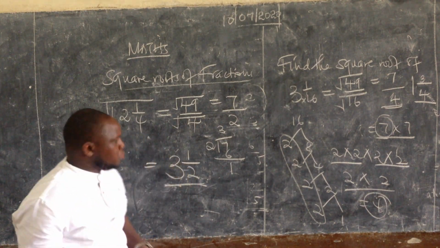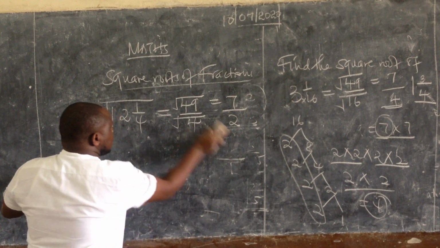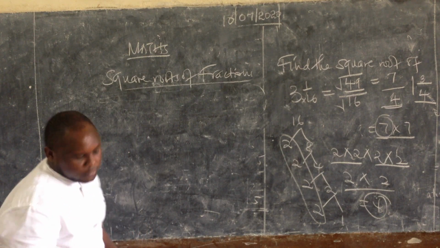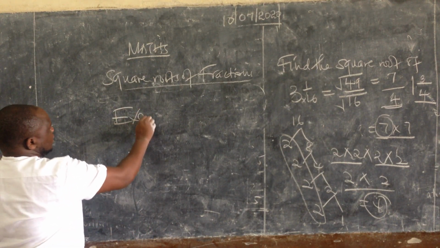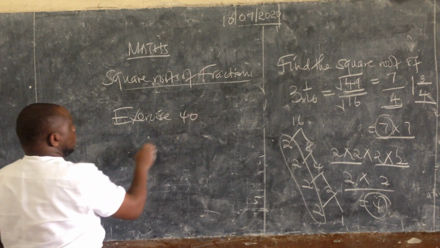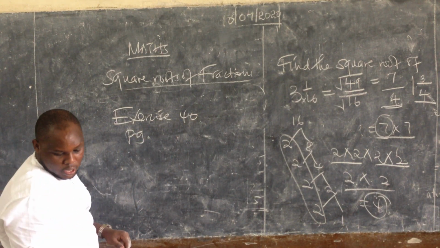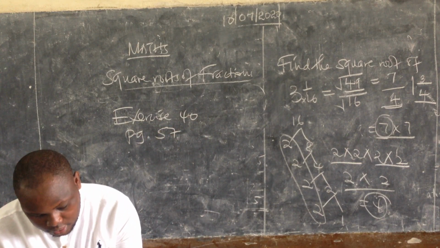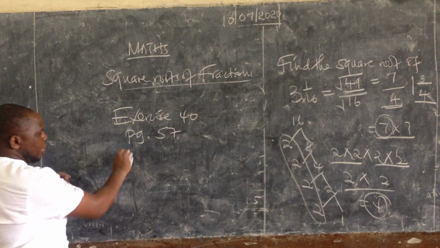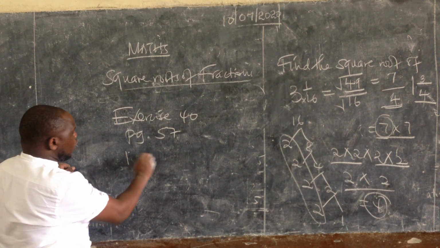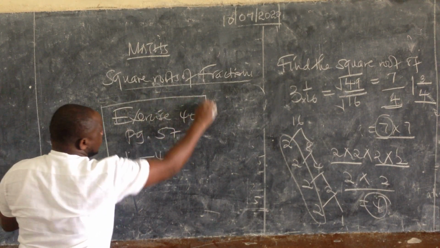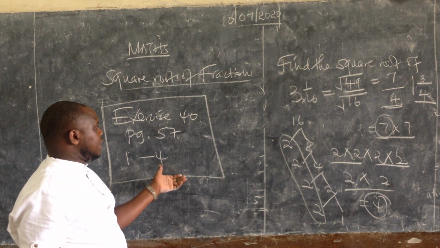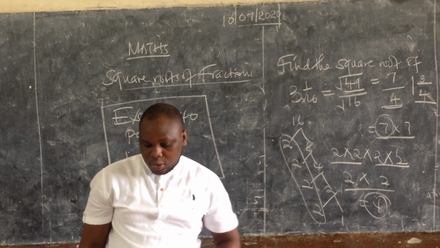So I don't want to continue doing a lot of questions here until you have some of them to do. So I want to give you an exercise. That is exercise 4 on page 57. And the work is running from number 1 to 4. And remember these are A, B, C, and D. I want you to practice on this. Do all this work and ensure that you get the right answers for me.